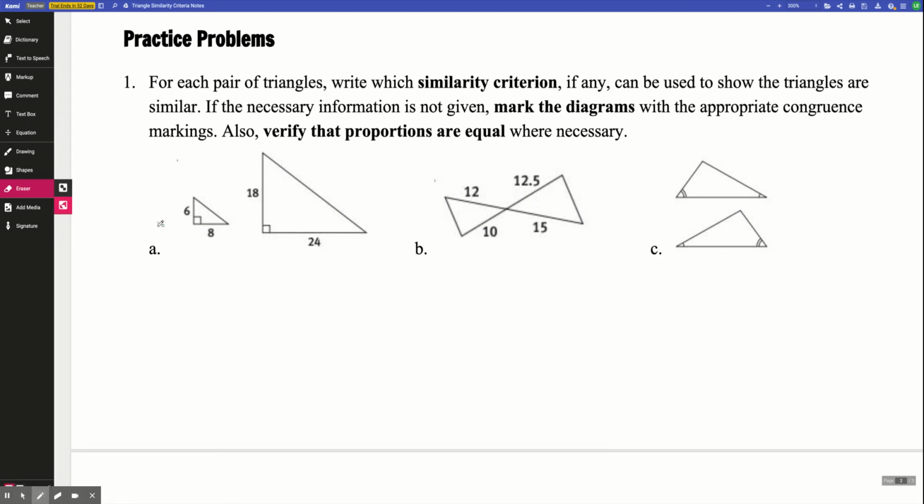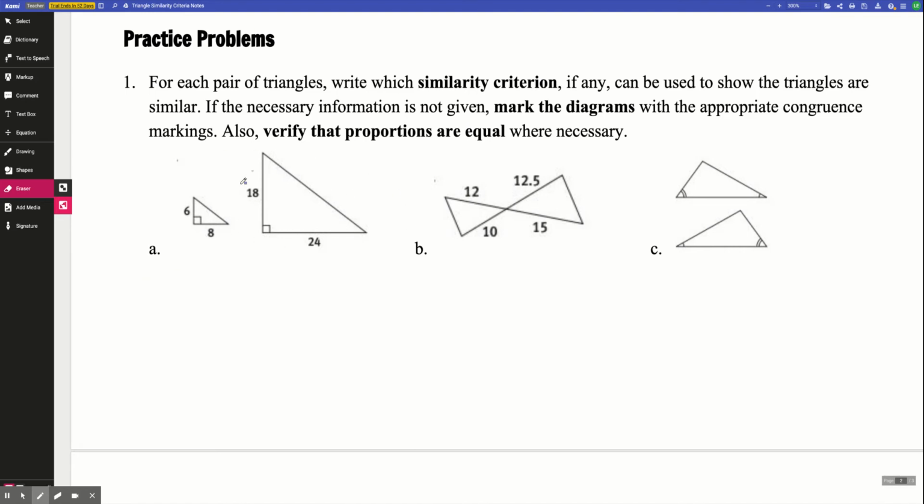For this first one, I have 3 sets of triangles that we think might be similar, and we need to verify that they are similar. I'm going to do number 1. Number 2 is the same type of problem, so I'm going to do this one and then let you try the next one.